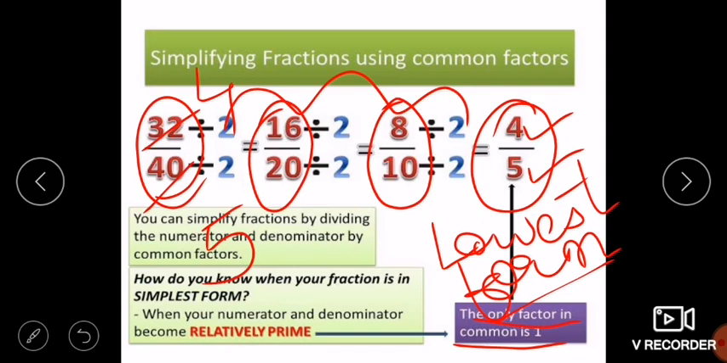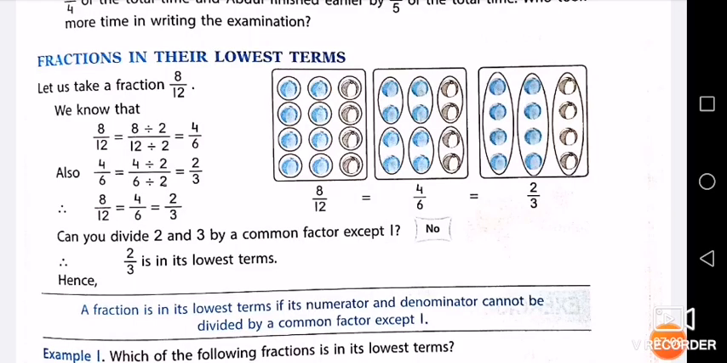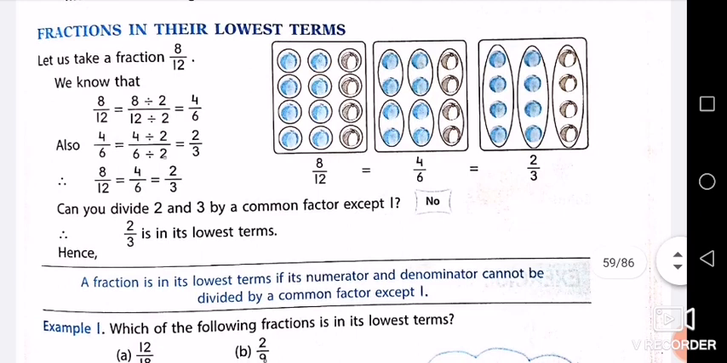If you know the table in which both the numerator and denominator are coming, you can do the division with that number also. So by this method you can convert a given fraction into its lowest form. So children, I hope this lowest form will be clear to you all. I hope this fraction in their lowest term is clear to you all.